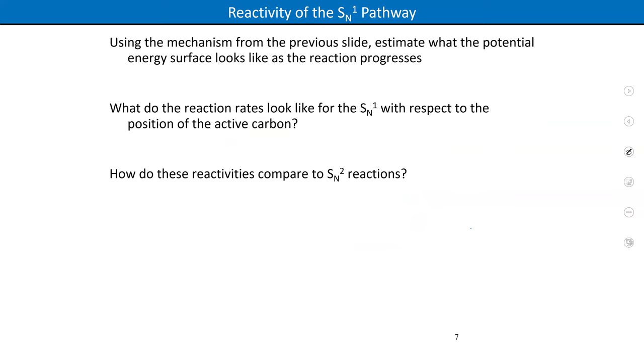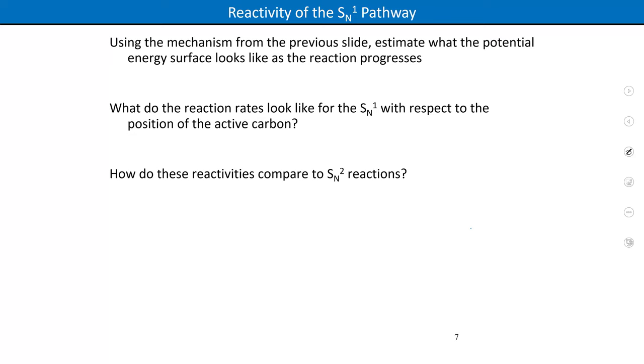So we just did this using the mechanism on the previous slide. Estimate what the PES looks like as the reaction progresses. So what would the reaction rates look like if we put the bromine on a primary versus a secondary versus a tertiary carbon? I have those already drawn. The rate would be faster for tertiary, right, compared to the other ones.